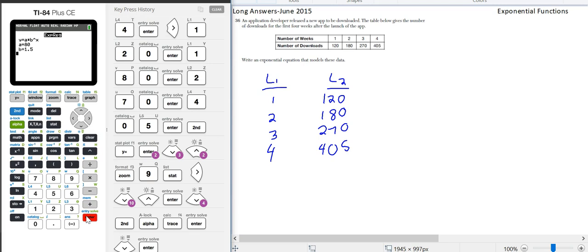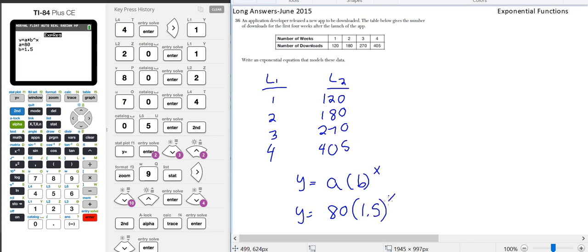The calculator just calculated for us our equation. They tell us y is equal to a times b to the x, and they give us values for a and values for b. They tell us y is equal to a, which is 80, times b, which is 1.5, to the x. And this is our equation.